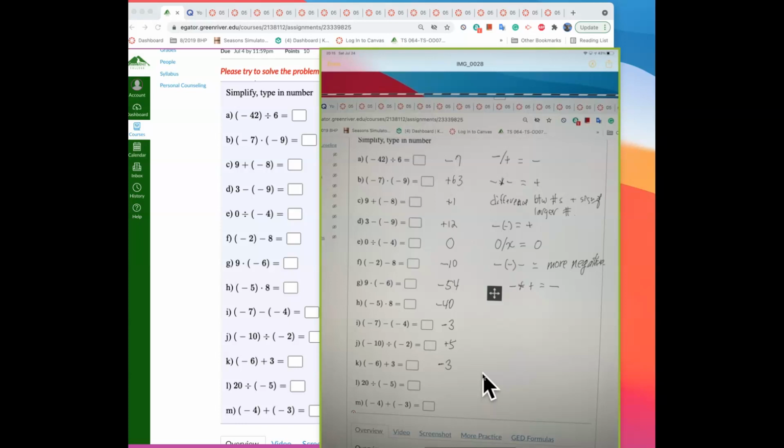So next one, 20 divided by -5. You've got a positive divided by a negative. That's going to be a negative. And 20 divided by 5 is 4. And then the last one, -4 plus -3. You're combining two negatives, so you're going to have more negativity. And that's going to be 7. -7 will be your answer there.